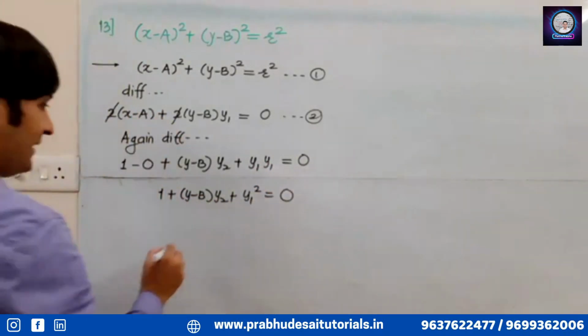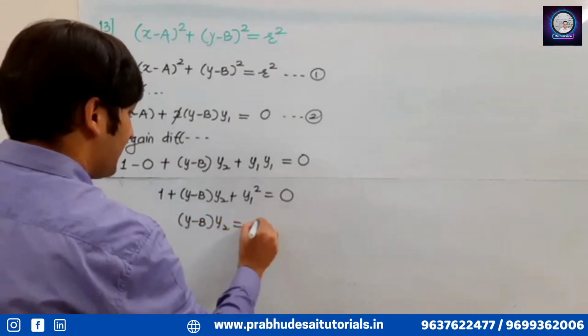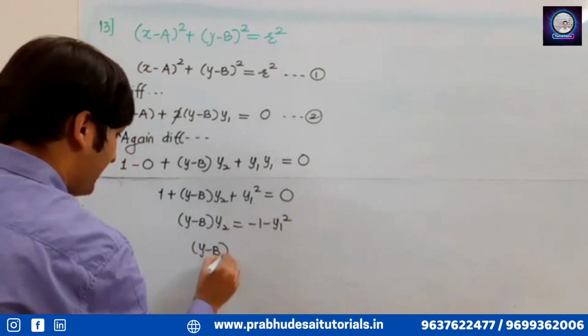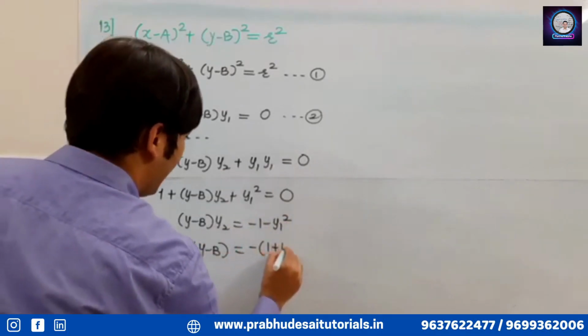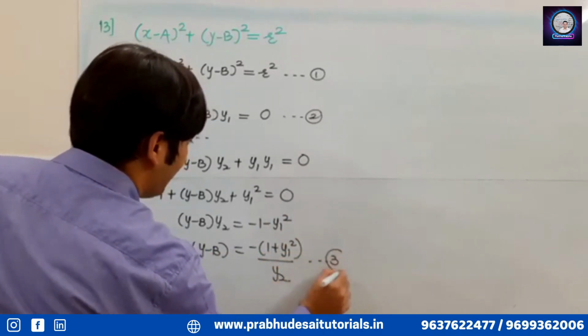Now check. (y minus b) into y2 is equal to minus 1 minus y1 square. So y minus b is equal to minus into bracket (1 plus y1 square) upon y2. I will call this number 3.